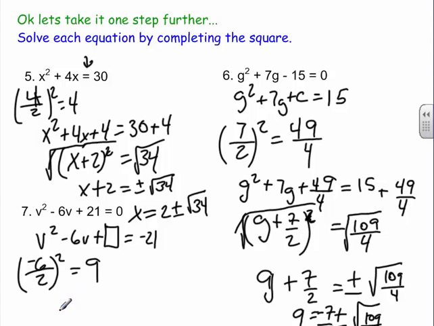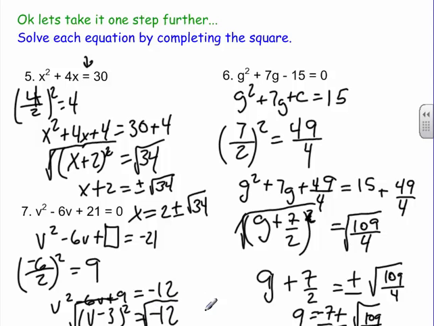Now, v squared minus 6v plus 9 equals negative 21 plus 9, which is just negative 12, which means v minus 3 quantity squared. I'm factoring now. What are the factors of 9 that add together to give me negative 6? It's negative 3, negative 3. That's why I put squared. Equals negative 12. Square root, and we have a problem. Can we take the square root of a negative? No, we cannot. No solution.